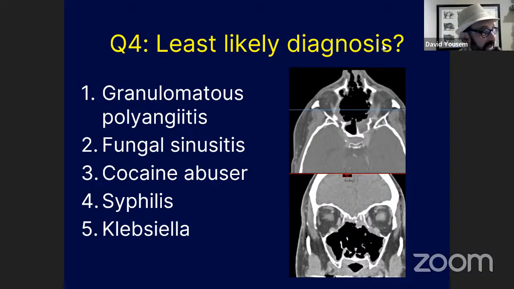Fungal sinusitis doesn't often cause septal perforation. Cocaine abuser in East Baltimore at Johns Hopkins is probably the most common thing, and we probably have around a 10 to 20% rate of patients where you're reading their trauma head CT or motor vehicle collision and you see nasal septal perforation. So cocaine or other drugs. Syphilis, saddle nose deformity associated with syphilis and leprosy, those are known causes as well.